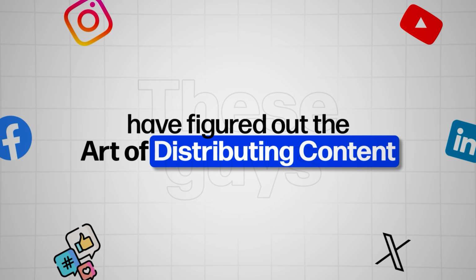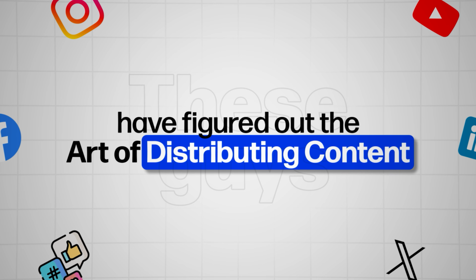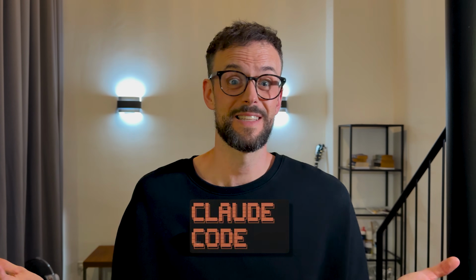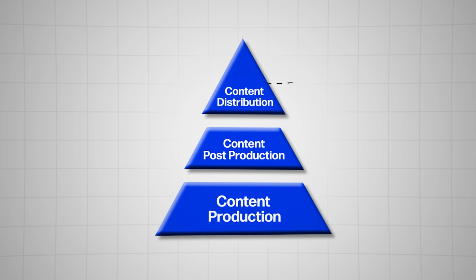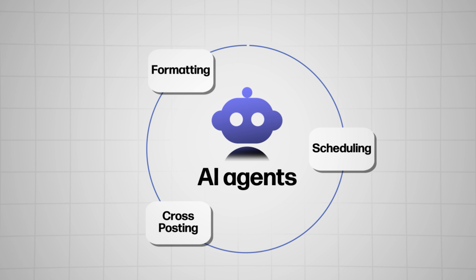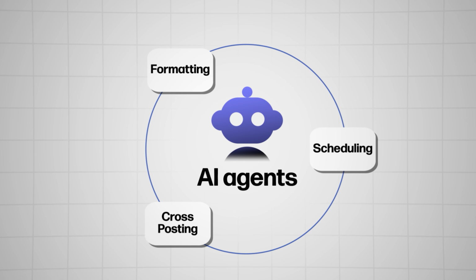But creating a week's worth of content in a single sitting almost feels impossible, unless you have a full content team like people like Alex Hormozi and Gary Vee have. And these guys have figured out the art of distributing content. But what if I told you that you could run the same playbook using Claude Code without having a big team? You hand the entire distribution layer to AI agents that handle the formatting, the scheduling, and cross-posting while you focus on creating. So let me show you how to do this.